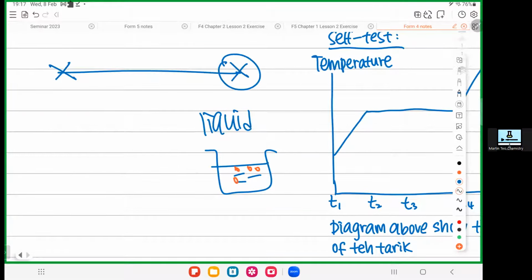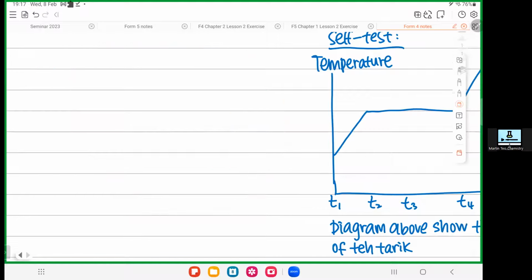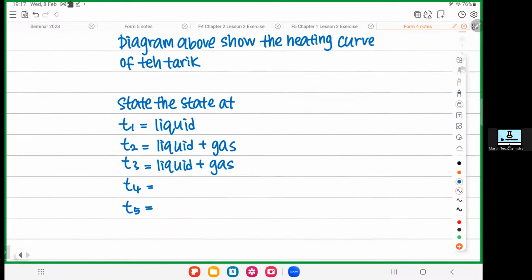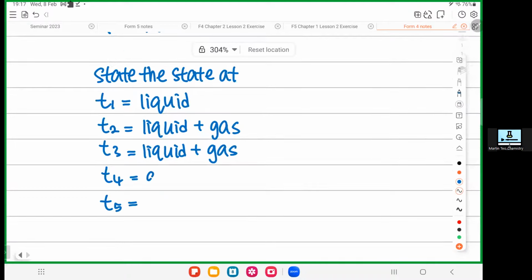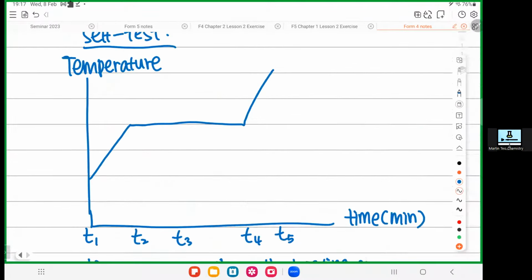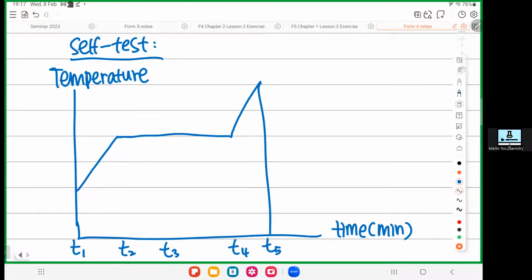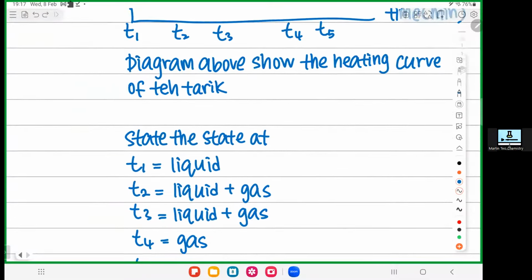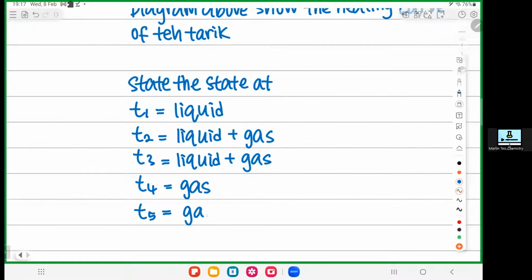So here, the boiling already finished. When boiling has finished, everything should become gas already. So everything is already gas. So lastly, at T5, which is here. For sure it's gas, because here it's already gas. So here everything has become gas. If you continue to heat, it is still gas, because gas cannot become something else.